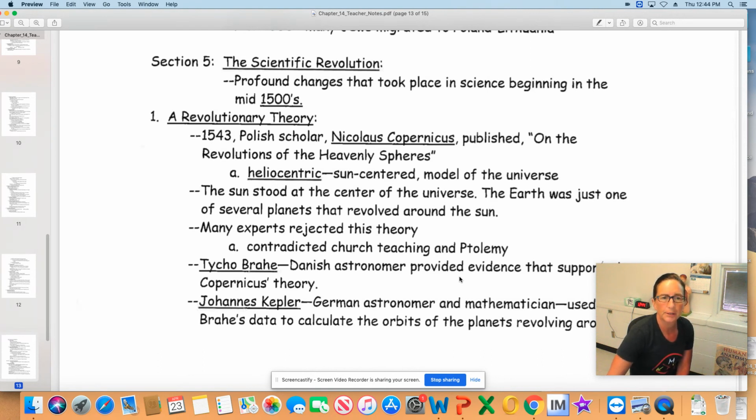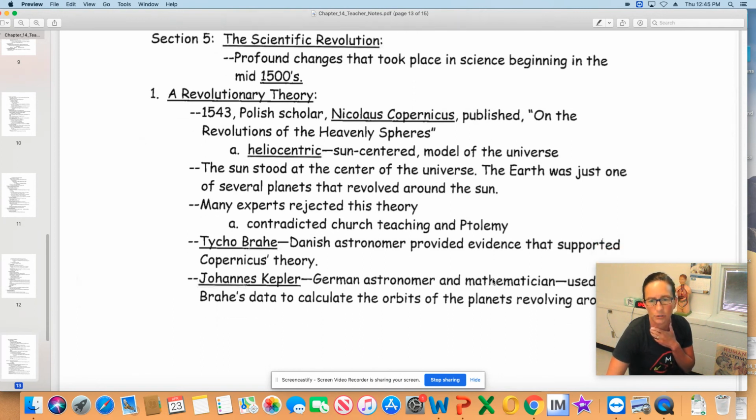A revolutionary theory: in 1543, Polish scholar Nicholas Copernicus published a book called On the Revolutions of the Heavenly Spheres. Basically, the concept is heliocentric, sun-centered. The sun's the center of the universe, and the planets revolve around the sun. The Earth was just one of several planets that revolved around the sun. Many experts rejected this theory, and it contradicted the teachings of the church and of Ptolemy, both of which were wrong.